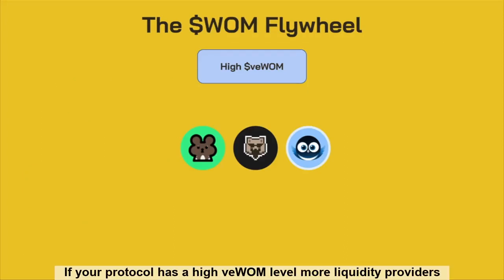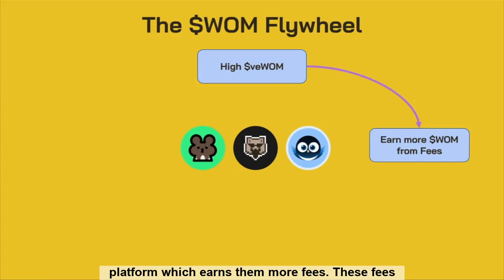If a protocol has a high VE-WOM level, more liquidity providers will deposit their stablecoins and liquid staking tokens onto their platform, which earns them more fees.